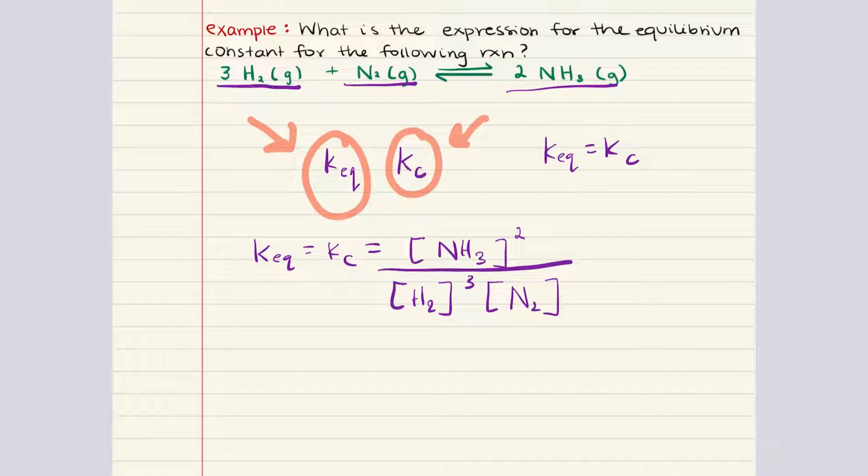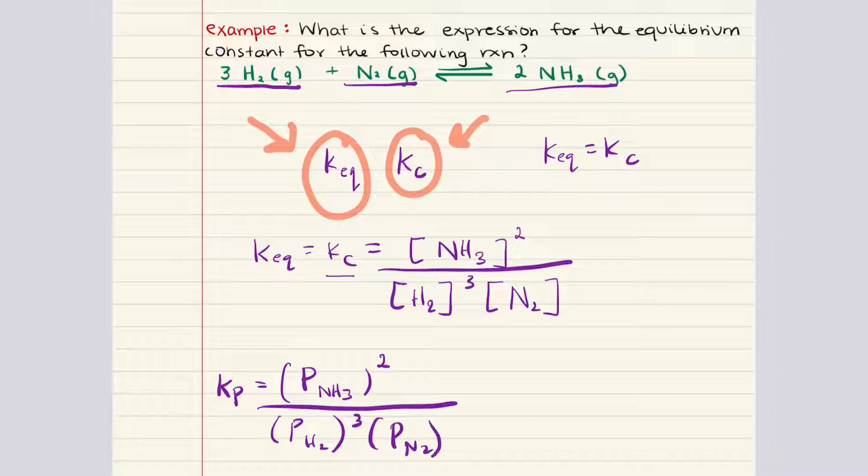Now, one more thing, you might see Kp. This is the equilibrium constant in terms of partial pressures. It's used for gaseous reactions. So for example, if you were asked to write the Kp for this reaction, it would look very similar to Kc, except it will not be in concentrations, it will be in pressures. So you would write the pressure of the products raised to their respective stoichiometric coefficients over the pressure of the reactants raised to their respective stoichiometric coefficients.